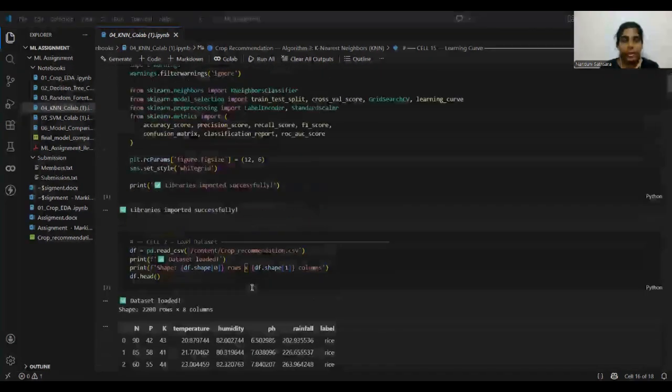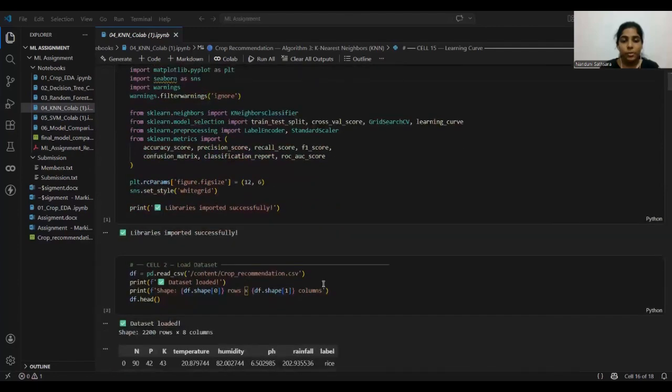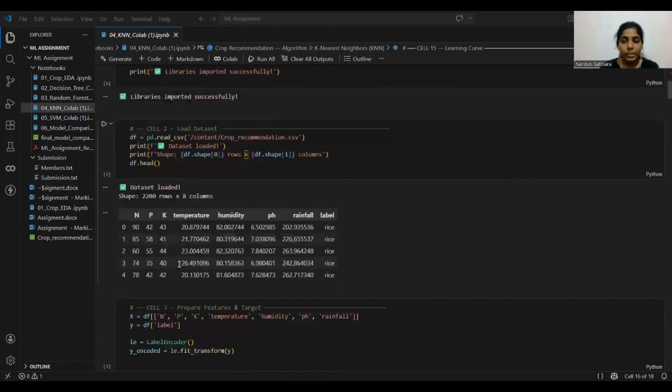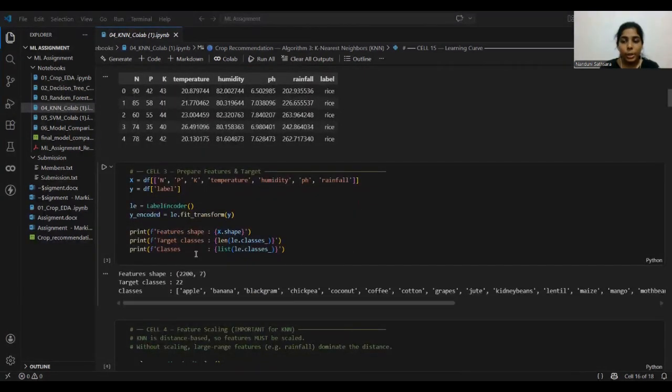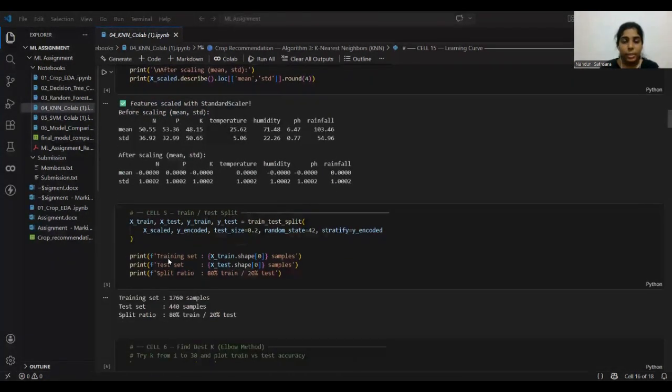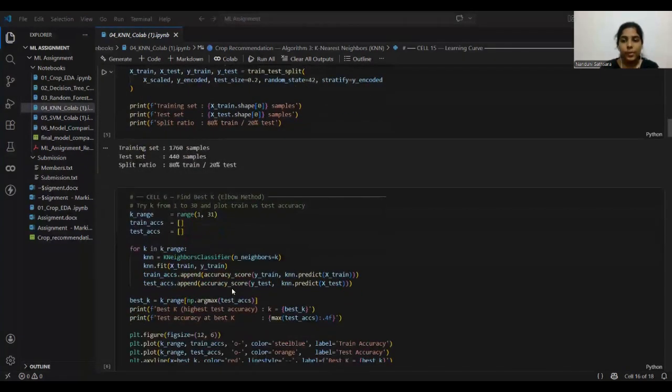Now looking at the implementation part, first I loaded the dataset and converted crop labels into numerical values using label encoder. Then I applied feature scaling and split data into training and testing sets using an 80-20 ratio while keeping the class distribution balanced. Next, I worked on selecting the best value for the K.